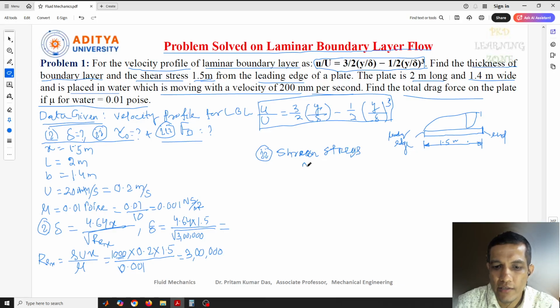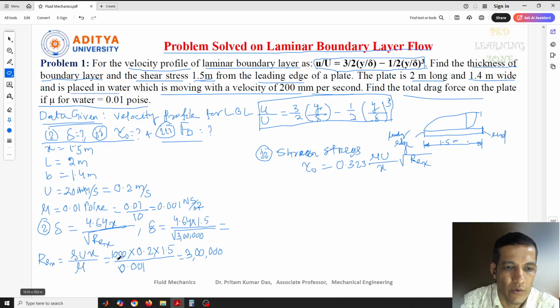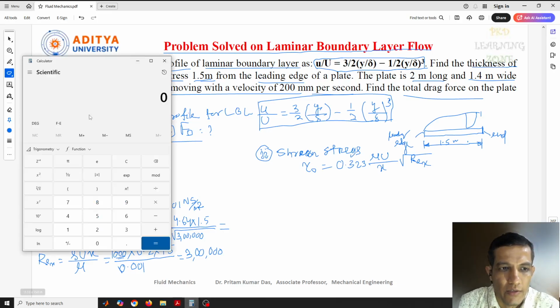Actually tau naught is given, and for this also one formula is there, that is 0.323 mu u divided by x and root over of REx. REx we have already calculated, so it will be easy. So let's find out the value of delta first. First of all, root over of 3 lakhs, that is 547.72.